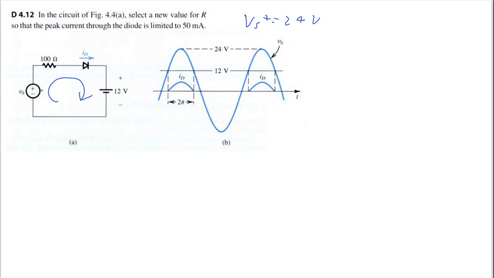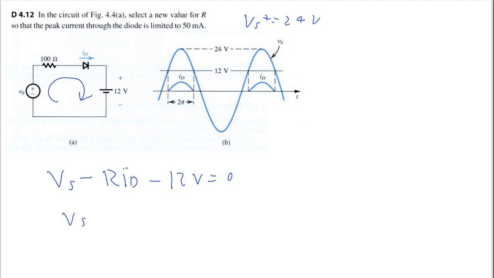So we're just going to walk through this loop starting at Vs and sum up all of the voltages. So that would be Vs minus the voltage drop across this resistor, R times ID. And because of this 12 volts, you can see the plus, we are crossing the plus, it'd be subtracted because this 12 volts is going against Vs. And we know that this should all sum up to 0 based on KVL. So now I just need to solve for R.